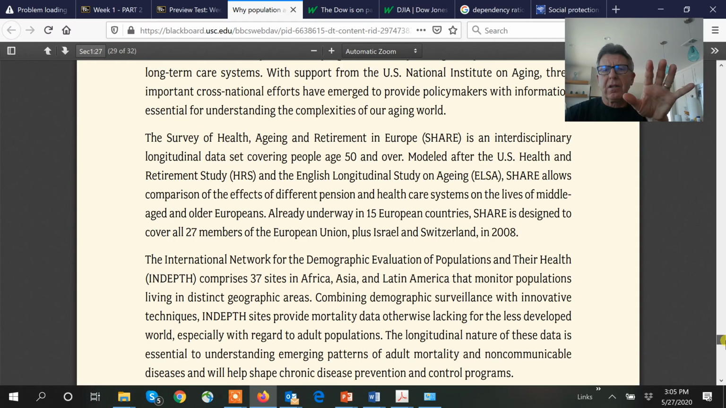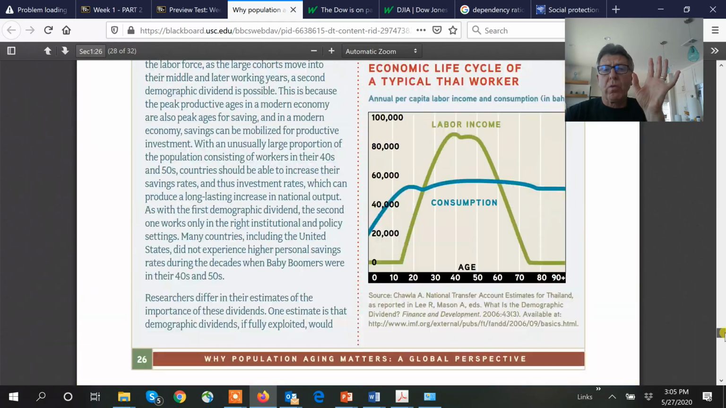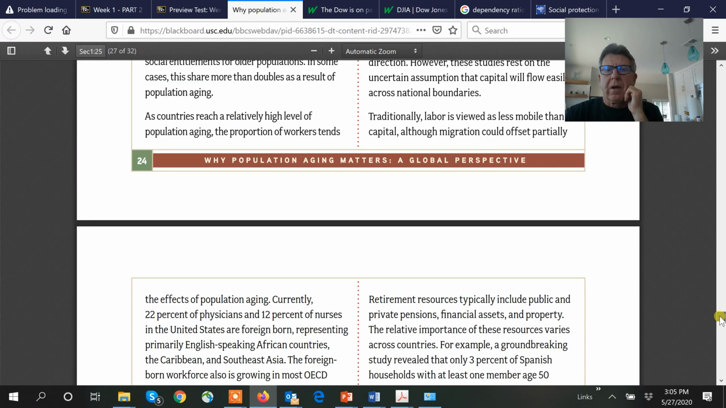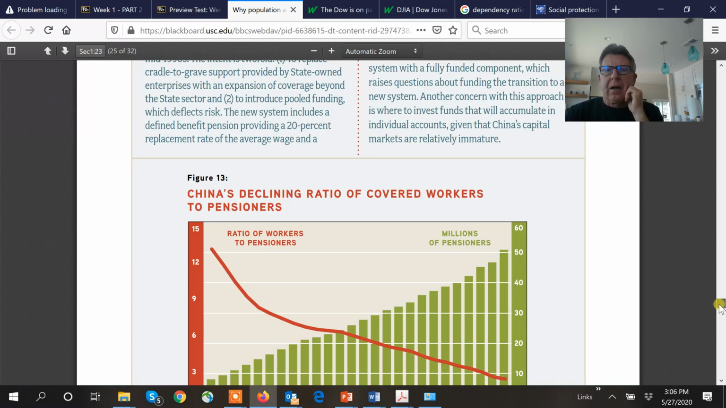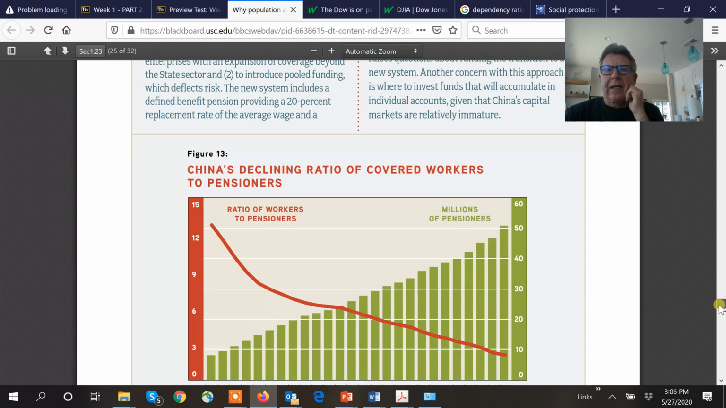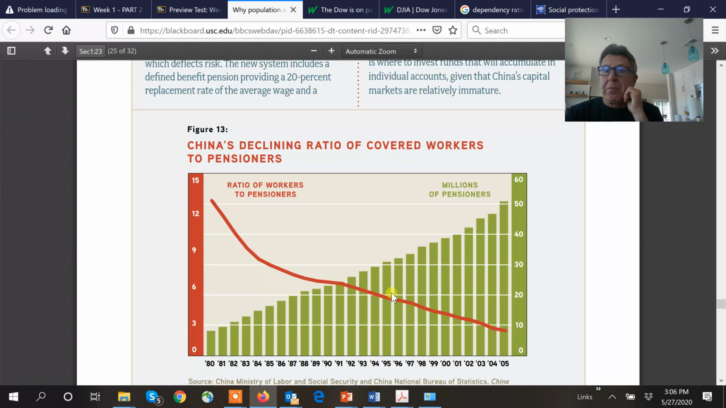At the very end, it tells you how they gathered this data. This is a great global report. Now I'm going to scroll backwards here, and we look at things like the number of people paying into the system versus the number of people taking money from the system. And this really is part of your critical thinking assignment. So we can come back over here.